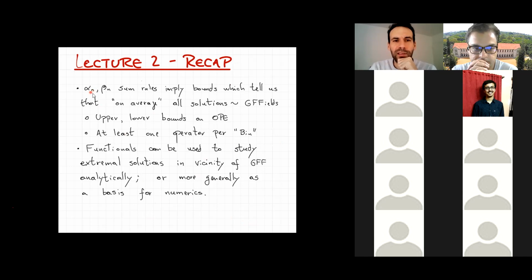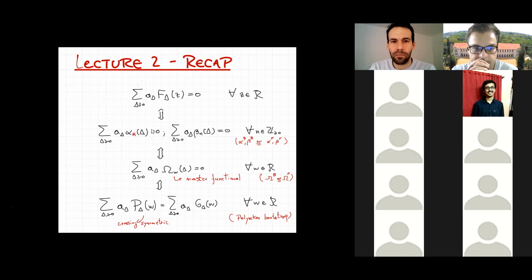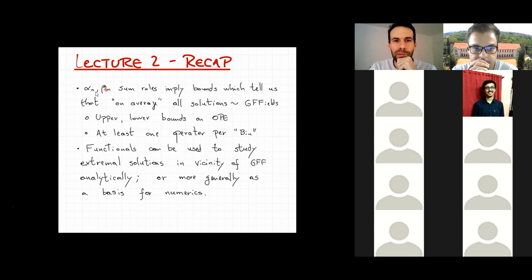We also saw that the sum rules from these functionals apply bounds. These bounds tell us basically that on average, all solutions to the crossing equation look basically like generalized free fields. So we saw that there are both upper and lower bounds on the OPE coefficients, and that there has to be at least one operator per bin in scaling dimension space.